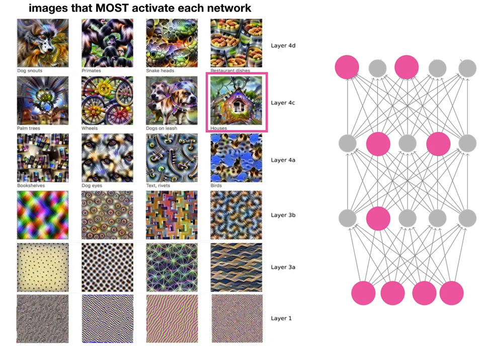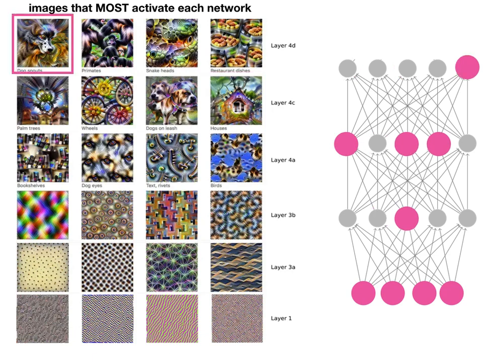with this really weird abstract image, but that also means that it's going to be quite active when real houses show up. Unlike, say, the dog snouts neuron. The dog snouts neuron is trained on a much more specific individual pattern here, and you can see it right now. You can see that dog snout, right? It looks a little like a wolf, but it's a dog.